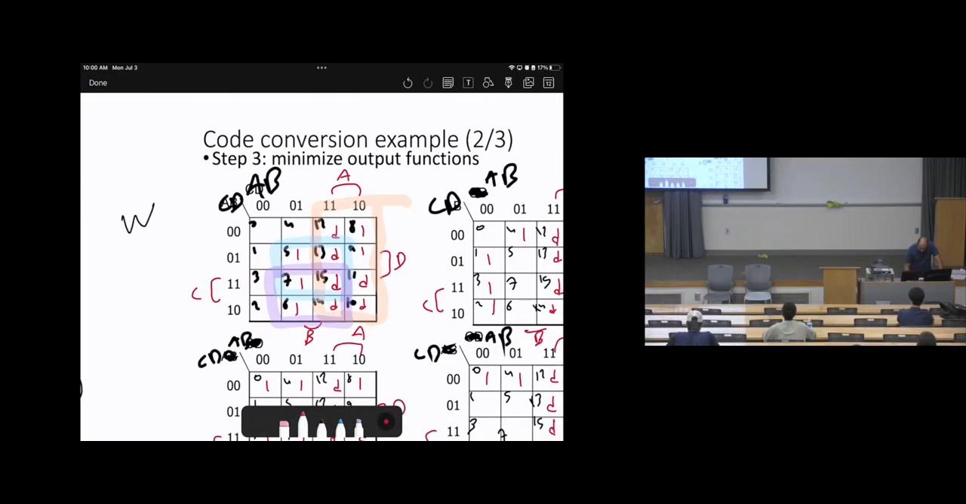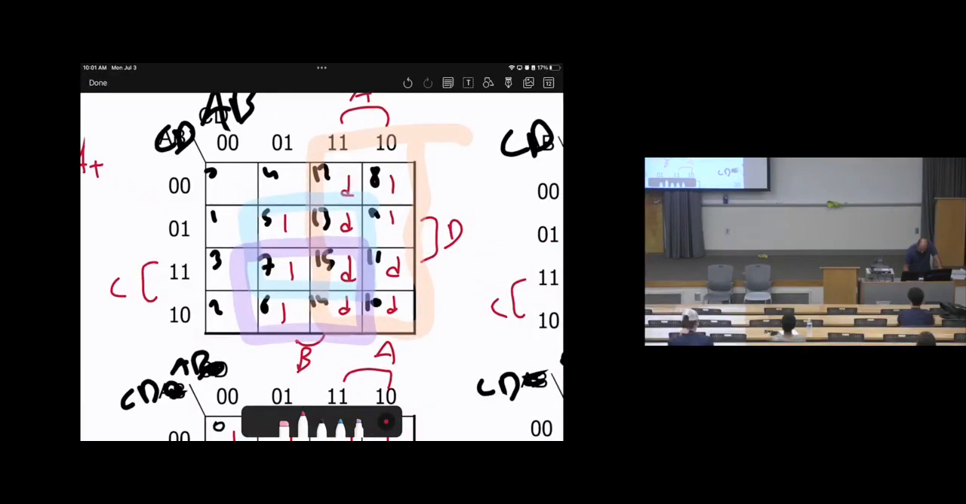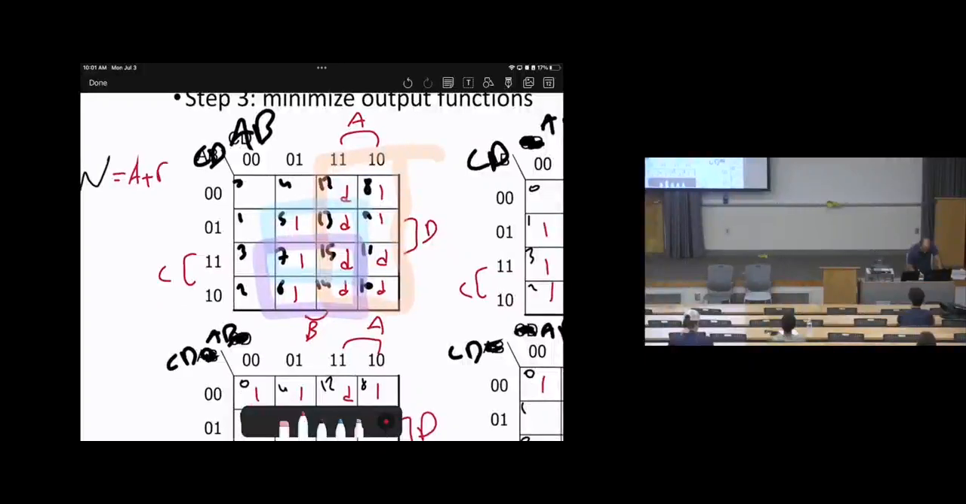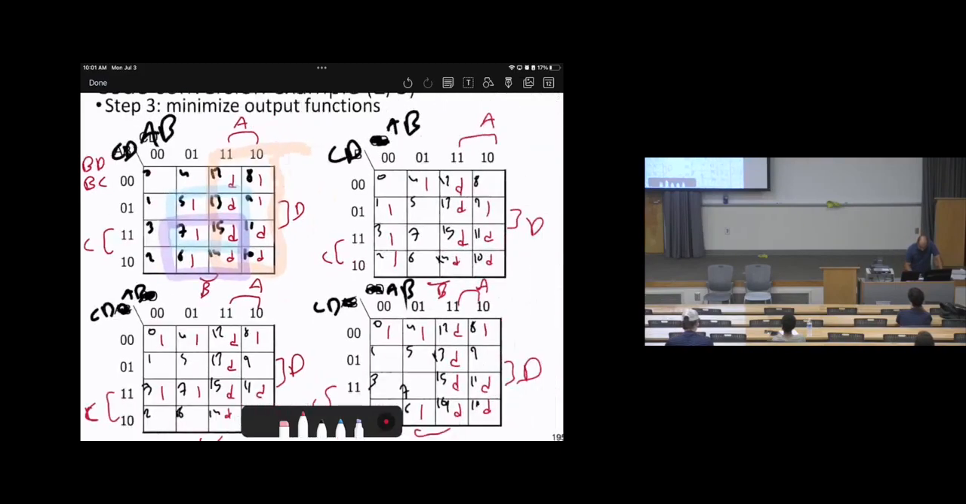So in W, the bigger loop will be at variable A. So it will be A. Plus, when there is a loop of 4, this means 2 variables. So the blue loop between D and B, so plus BD. Then the purple loop will be between C and B, so BC. Okay, clear? This is for variable W.